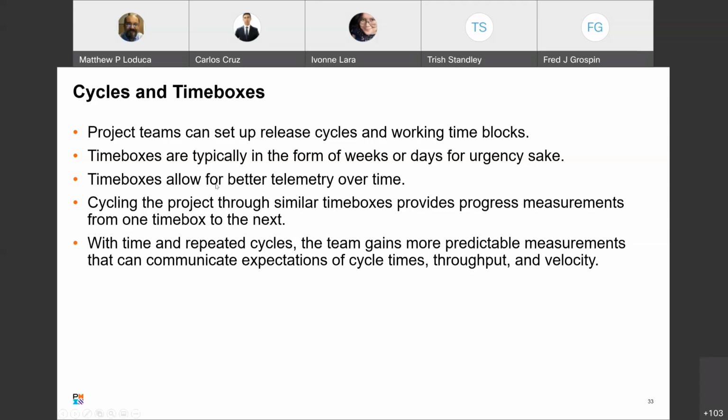So we have an iteration, and then we have another iteration, and another, and so forth. We cycle through each one of those time boxes, each iteration, until we get to a part where we can say, this is releasable. So we have our release cycle. Maybe we have 5 iterations in a release cycle. With time and repeated cycles, the team gains more predictable measurements that can communicate expectations of cycle times, throughput, and velocity. When we get back to the concept of Scrum and Agile, you get a new team, you sit down together, and you do all of the ceremonies. We talked about that. I gave you some links to ceremony definitions. You figure out what you can do in an iteration, and then you do your first iteration.